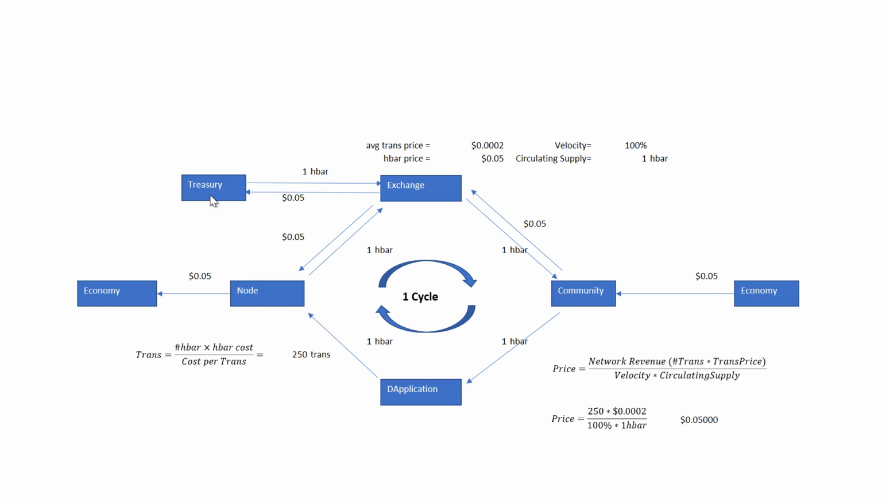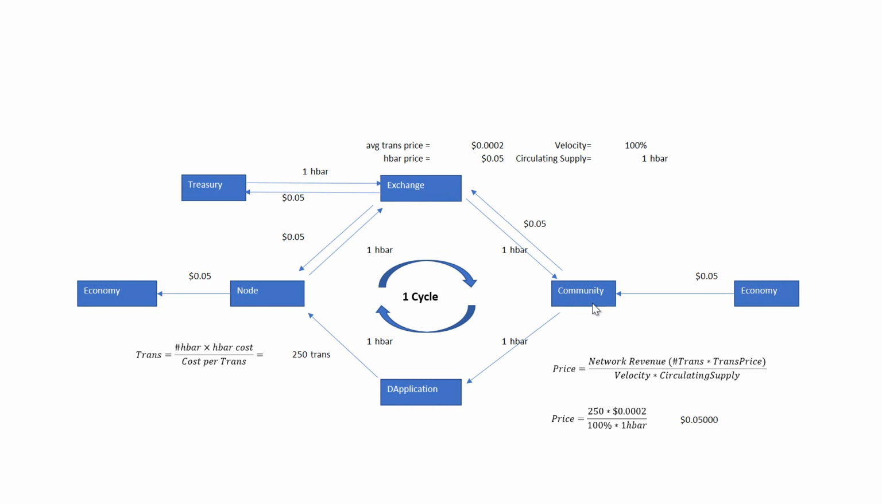Instead of having 50 billion HBAR, the Treasury only minted one. The Treasury sells that one HBAR on the open market and receives 5 cents. The person who bought it was from the community. They pulled 5 cents out of the economy and exchanged it for the one HBAR. Now they have the one HBAR.